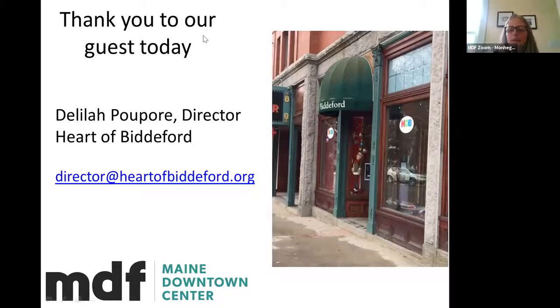Notice the slide of the Heart of Biddeford office. All right, there we go. So what kind of questions do we have, or comments from our participants today about data that drives decisions? If you in the audience don't have questions, I have questions for Delilah. We'll see if some people start typing in some questions. You all are on mute, so you can't talk. That's the way the webinar program works.